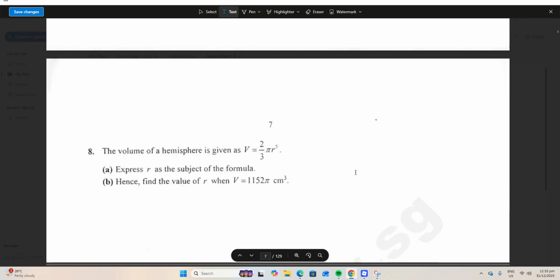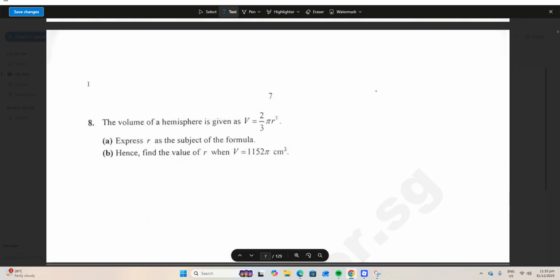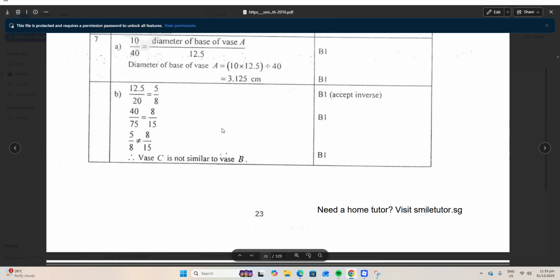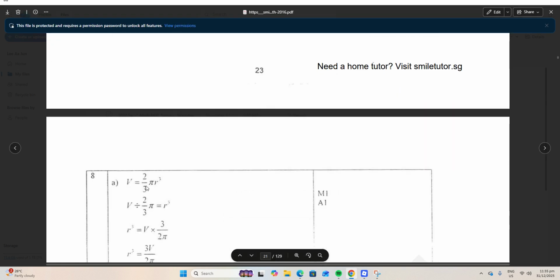The volume of hemisphere is V equals to, what's hemisphere? Hemisphere is basically a half ball. It's basically a ball, but it's half. Okay, to find, express r as the subject of the formula. What do you do? You bring everything over, then cube root it, right? So the answer would be this. You bring everything over, so you divide everything, just like that.